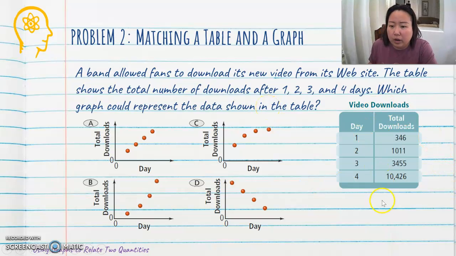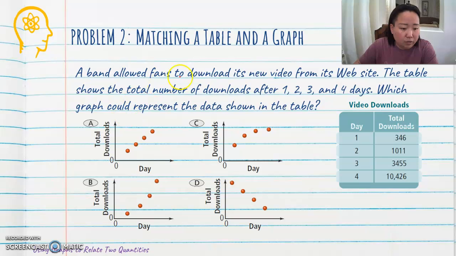Okay, if you take a look at this table, you can see we have the number of days and the equivalent downloads for the videos that were downloaded by the fans. On day 1 there were 346, and then 1011, and then 3455, and then 10,426. Based on the number of downloads, how can you visualize this table using a graph? As you can see, we have 4 choices here. How would you best know which graph would represent your data set?